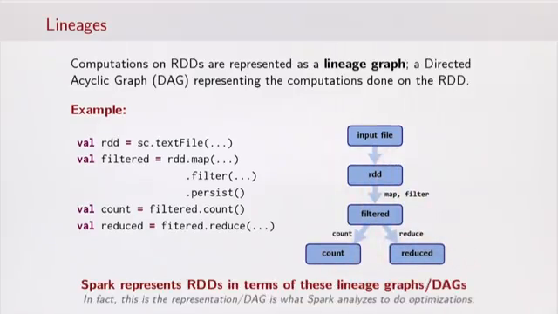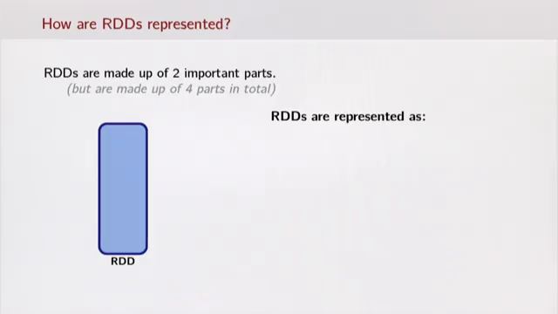These lineage graphs are a big part of how RDDs are represented in Spark. And in fact, Spark can actually analyze this representation to do optimizations. We'll see what that means in a moment. But first, let's look at how RDDs are represented. So let's start with a visual example. Let's assume that this block here is an RDD. Usually we think of RDDs as some kind of abstraction that we invoke methods on.